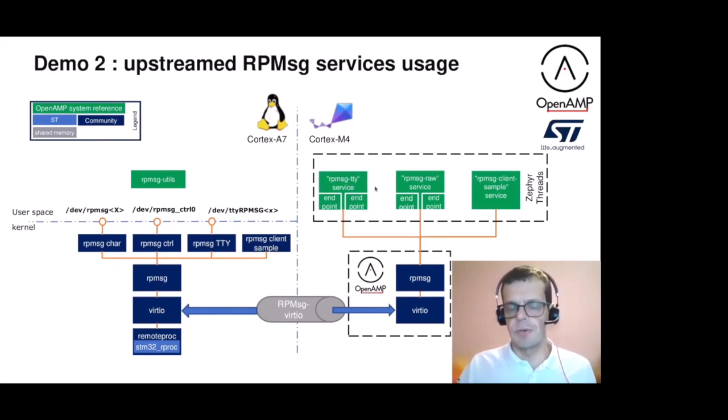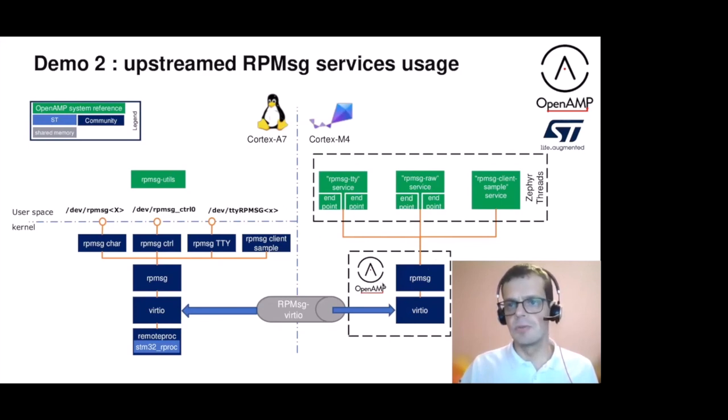On Cortex-M4, we will run Zephyr with 3 threads. Each thread will answer to one Linux RPMsg driver. The RPMsg TTY service will respond to the RPMsg TTY Linux driver. The RPMsg raw service will respond to the RPMsg char Linux driver. And the RPMsg client service will respond to the RPMsg client sample. All these services use the RPMsg protocol integrated in the OpenAMP library.